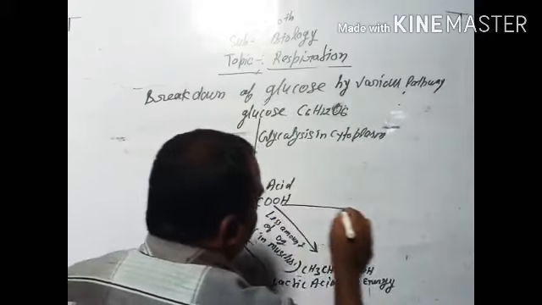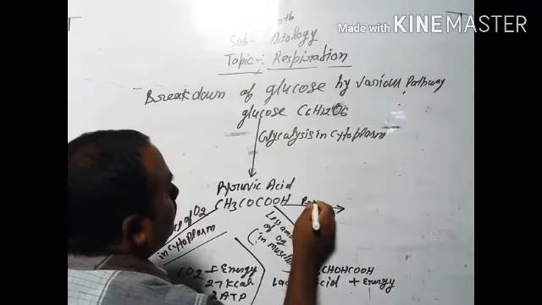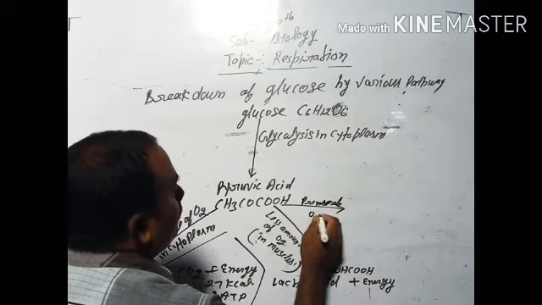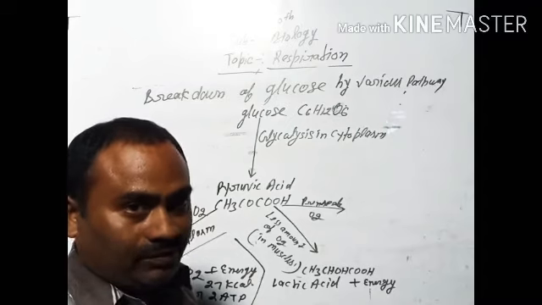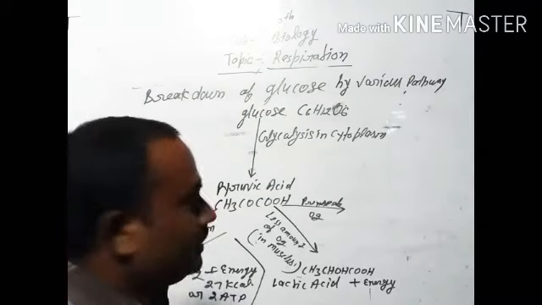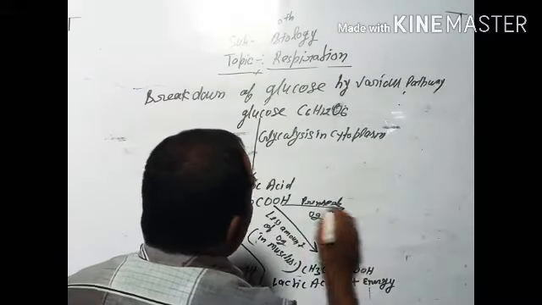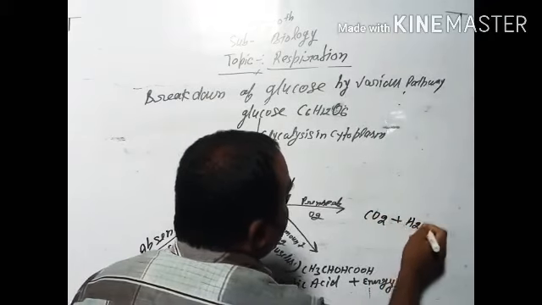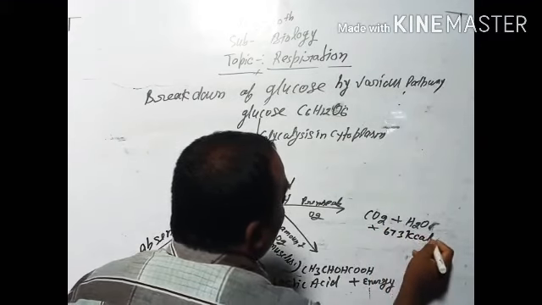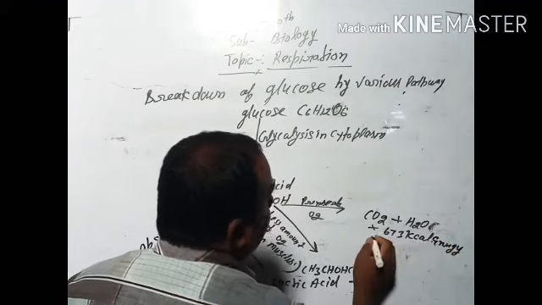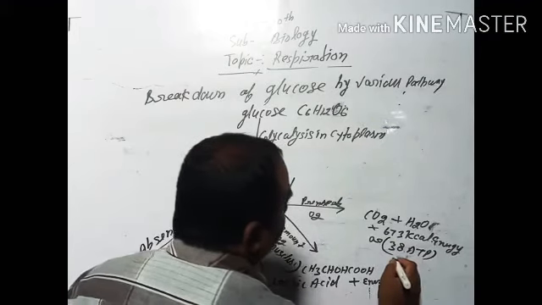Okay. The third step. In the third step, in the presence of O2, the pyruvic acid converts into CO2 and water, and a large amount of energy is also created. It is completed in the mitochondria of the cell. Pyruvic acid converts into CO2 plus H2O plus 673 kilocalorie energy, or 38 ATP, in mitochondria.